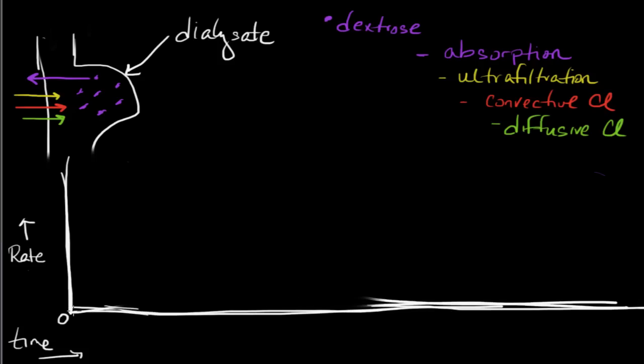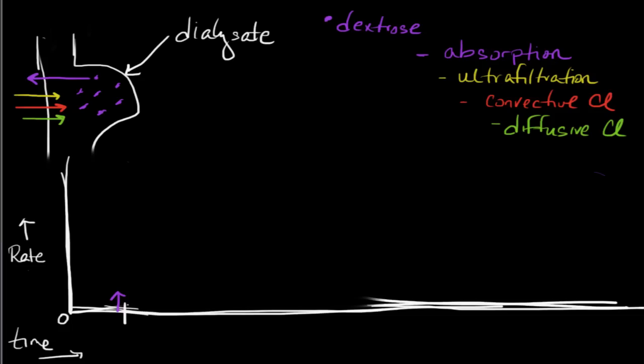So what happens when we instill fluid into the patient at that point right there? Let's talk about the different things that are occurring. We'll start with absorption first. The fluid, or the dextrose, hasn't had enough time to be absorbed. So the rate at which fluid is absorbed is minimal.